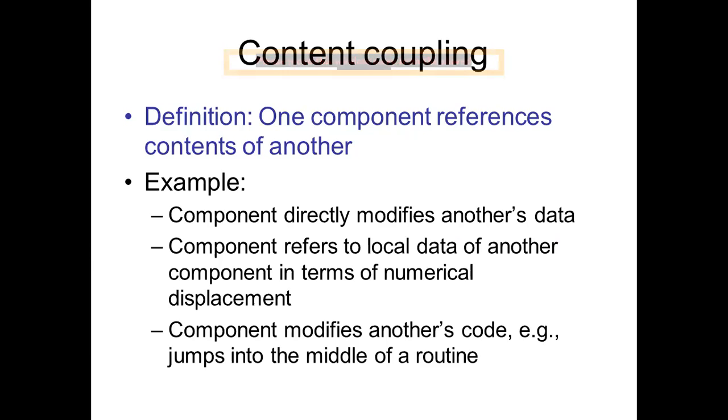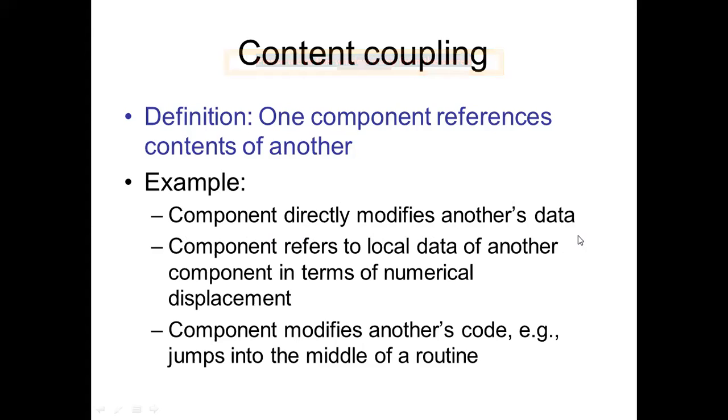So without each other, we cannot use the term content coupling. It means interdependencies among all the components. So one component will give the reference for the contents of another one. Now here we can look at various examples. A component directly modifies another's data.